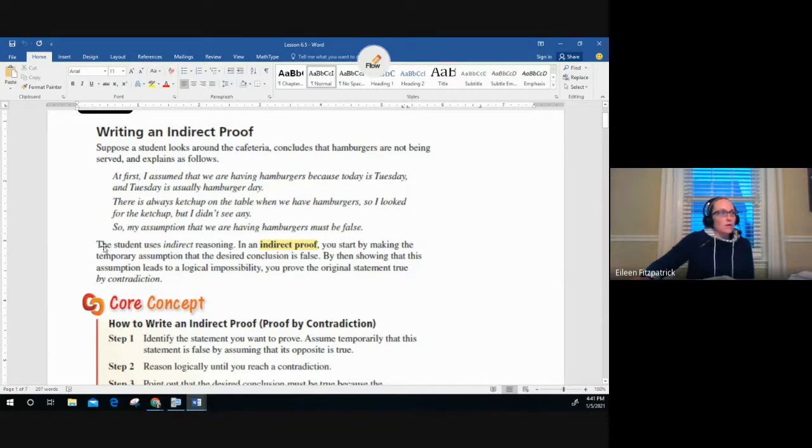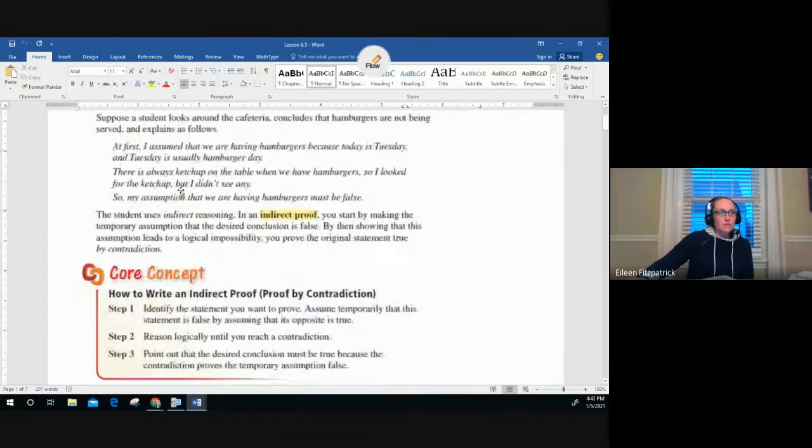All right, so here it says the student uses indirect reasoning. In an indirect proof, you start by making the temporary assumption that the desired conclusion is false. By then showing that this assumption leads to a logical impossibility, you prove the original statement true by contradiction. Okay, I know it sounds confusing, but we're going to go through an example. And then if you go back and reread that, it'll make more sense.